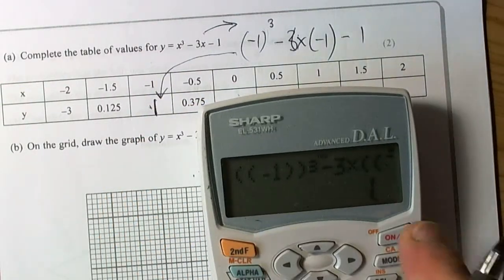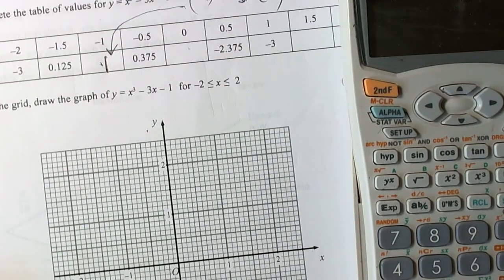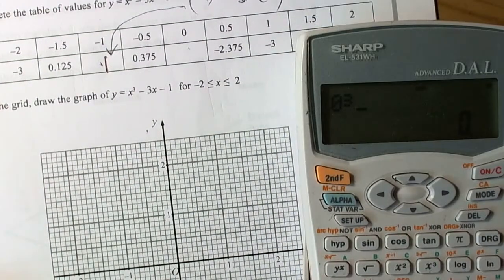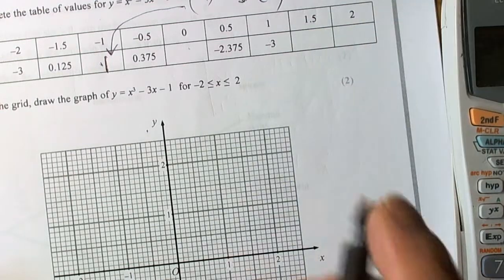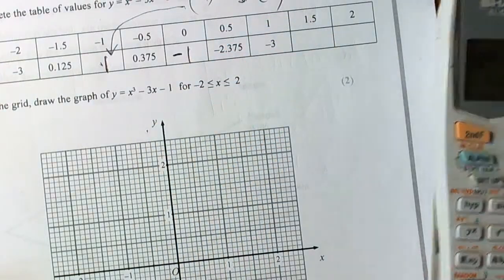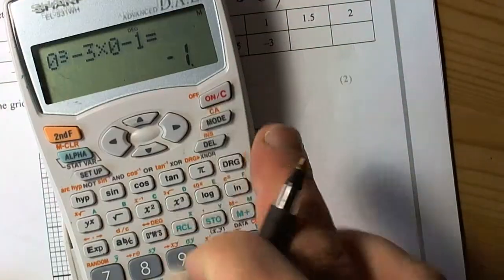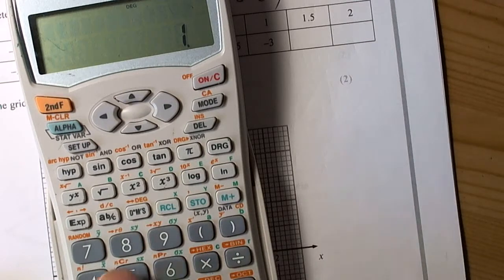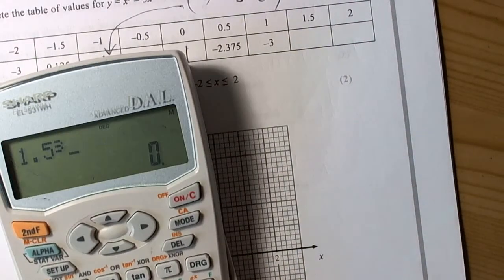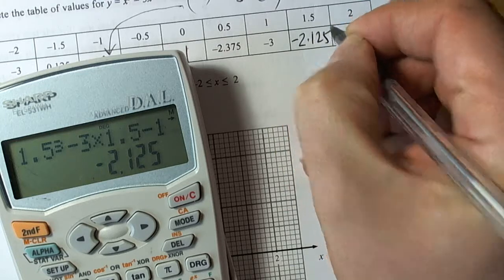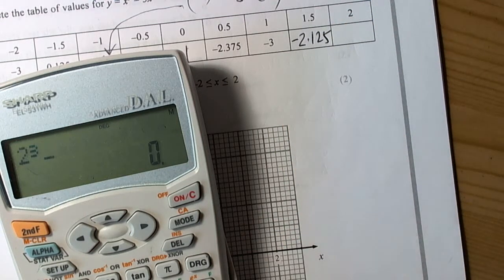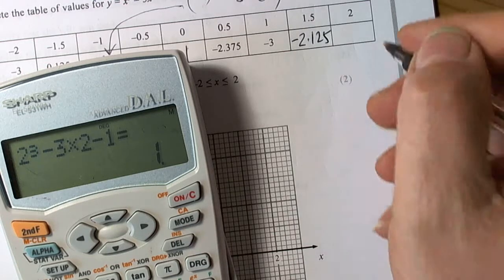And then we do the same with the other numbers. So we've got 0 cubed, don't need a bracket because it's just 0, not a negative. Take away 3 times 0, take away 1. So the answer is -1. Then we've got to fill in with 1.5. It's positive, so we don't need the bracket now. So it's 1.5 cubed. Take away 3 times 1.5, take away 1, so -2.125. Then we've got to do 2 cubed, take away 3 times 2, take away 1, which is 1.